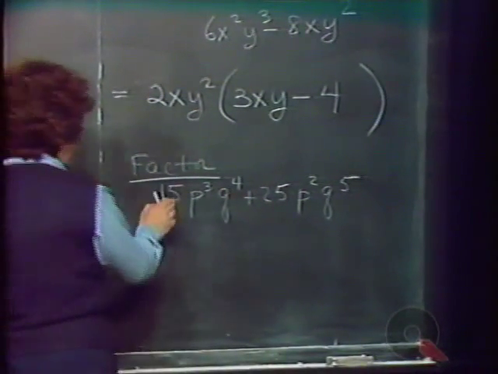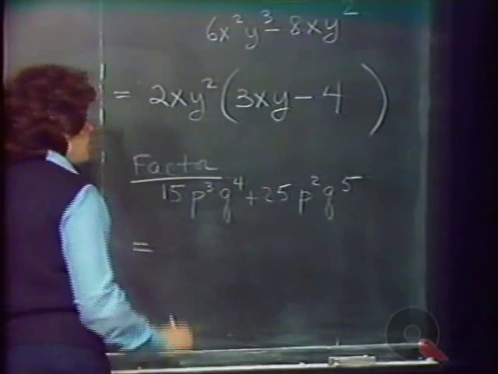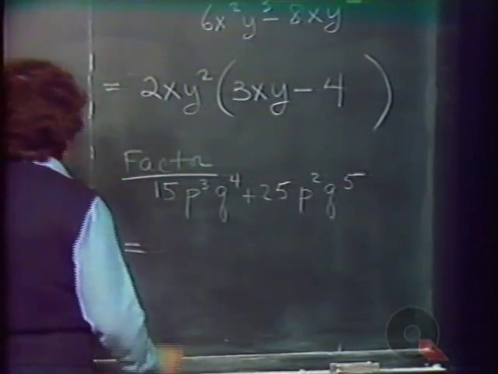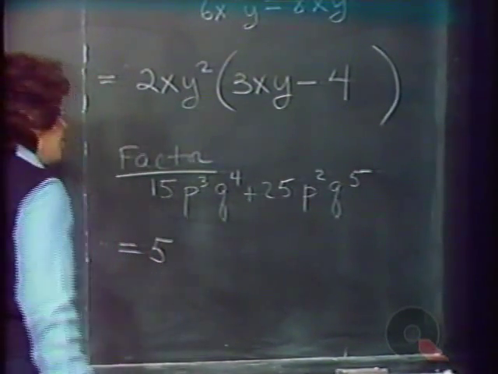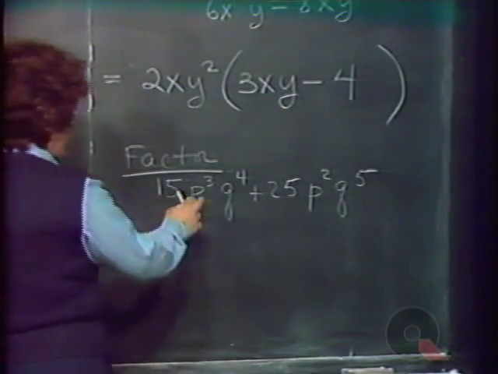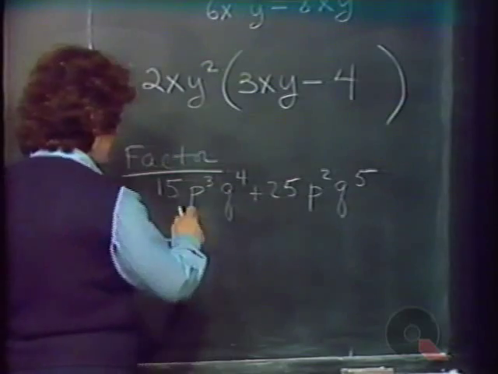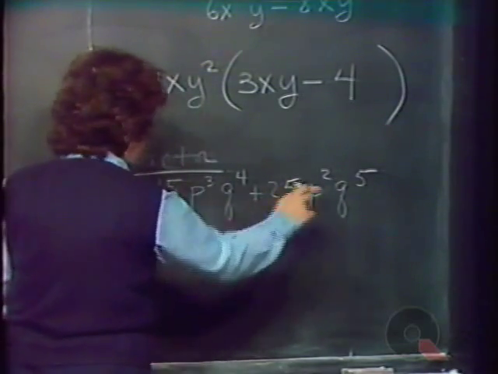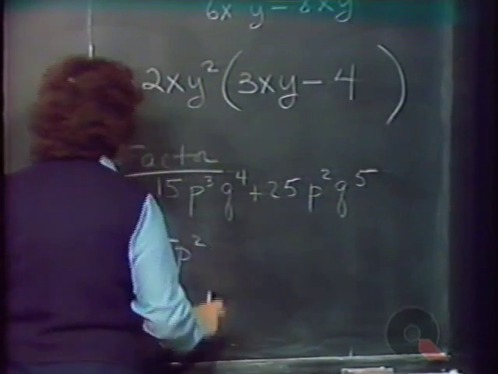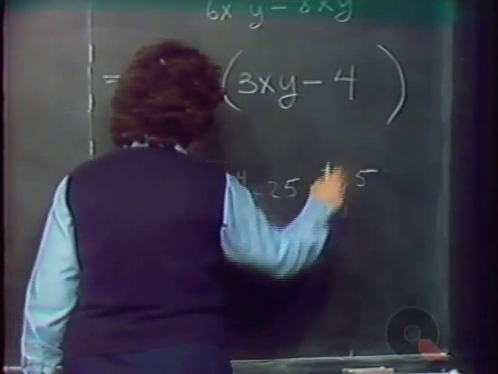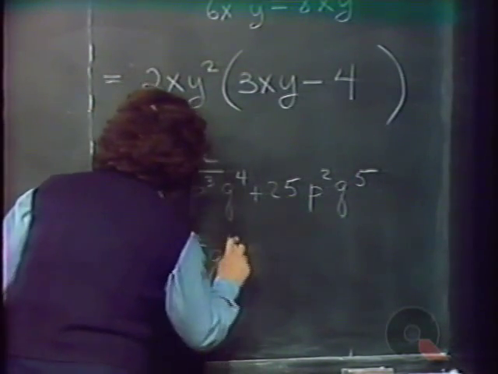First we look at the 15 and the 25. The largest common factor for 15 and 25 would be 5. We look at the p cubed and the p squared. The most that we could take out from both of them would be the smaller of the two powers, that is p squared. Q to the fourth and q to the fifth, the most that we could take out would be q to the fourth.